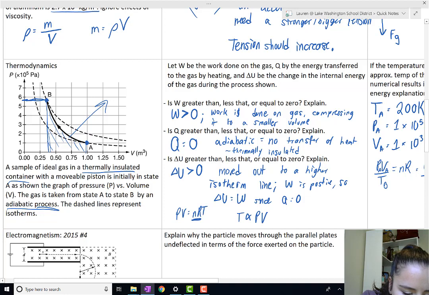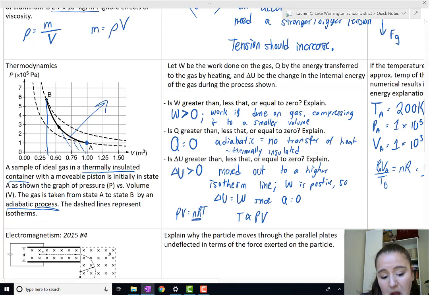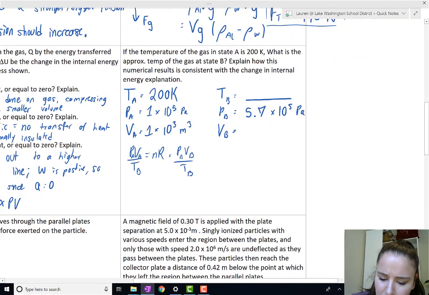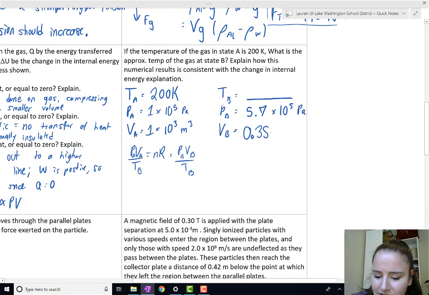The volume at state B looks like it's almost in the middle, maybe closer to 0.25. So this would be 0.3, 0.35, 0.4, 0.45. I think we'd be pretty safe if we say 0.35. Let's go with that. 0.35 times 10 to the 3rd meters cubed.